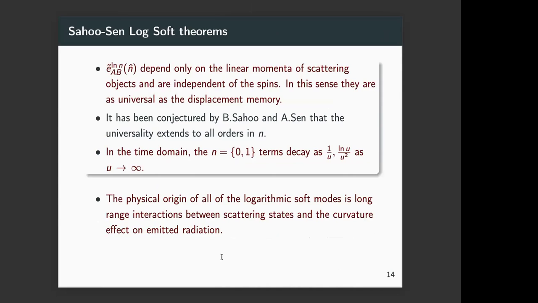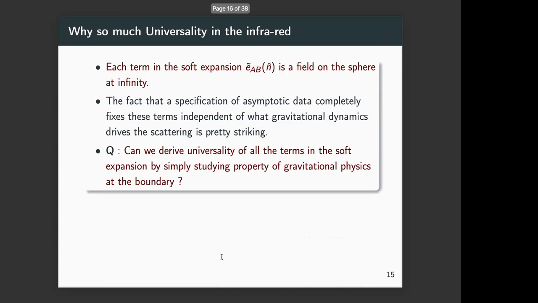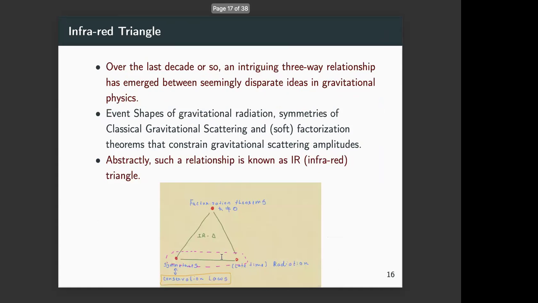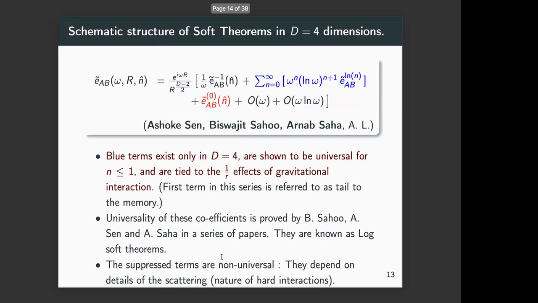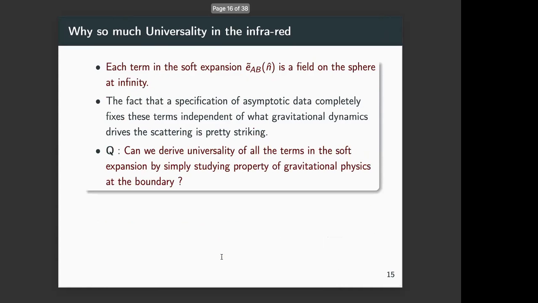What is interesting about all these universal log terms is that they don't even depend on the spin of the scattering particles. They only depend on the momentum of the scattering particles. So they are really as universal as displacement memory. They would be the same for a Kerr black hole or Schwarzschild black hole. It has been conjectured that for the blue terms, the universality extends to all orders in n. This conjecture was put forward by Vishwajit and Ashok a few years back.